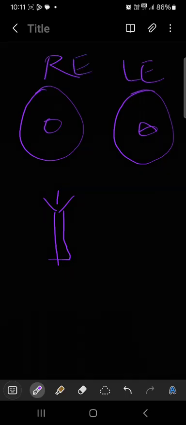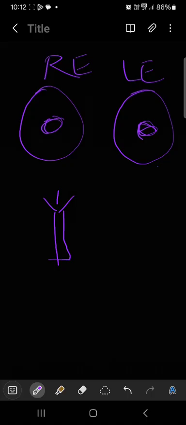So when you take the torch here and you see the pupil constricts, okay, now take the torch here and you see that this pupil constricts. Normal. This is the direct light reflex.